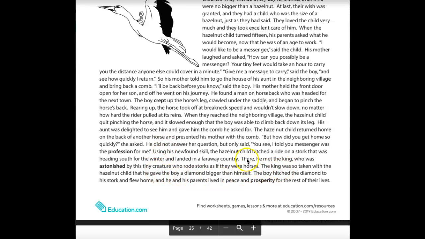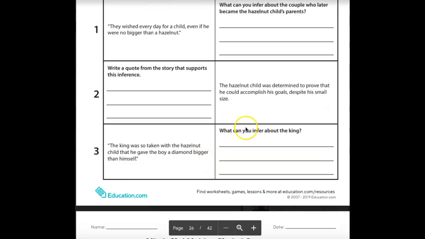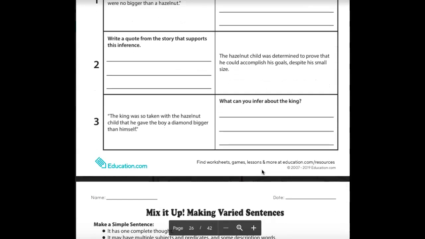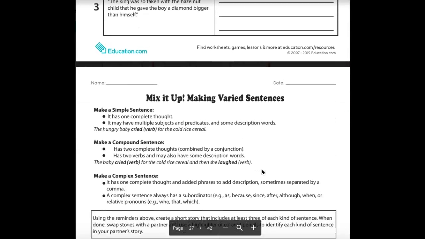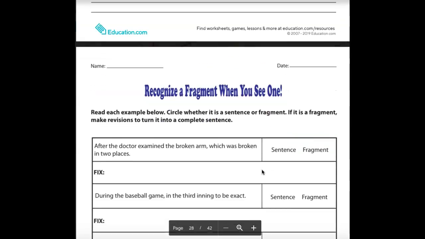All right, the king, okay, he met the king, who was astonished by this tiny creature who rode storks as if they were horses. The king was so taken with the hazelnut child that he gave the boy a diamond bigger than himself. So, what can you infer about the king? Well, he was so taken with the hazelnut child that he gave him a huge diamond. Obviously, the king was very impressed with this hazelnut child, so he gave him this big diamond. All right, let's take a look at the next page now.